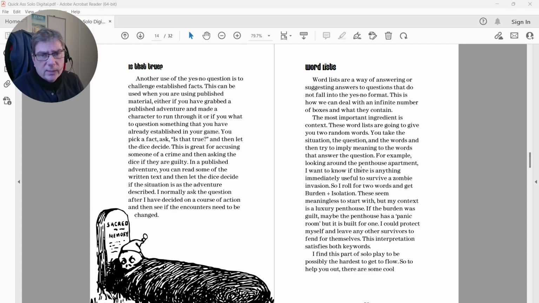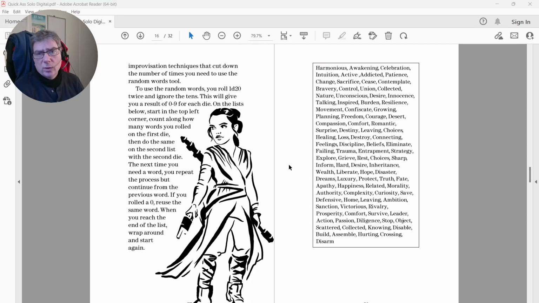Then I go into the word lists. Now, the word lists are a feature of the Quag system anyway. So with these, what you're going to do is roll a d20 and then ignore the 10s and just use it as a 1 to 10, and grab the appropriate words and then mark it, and then the next time roll again, and you will make your way down through this word list, and then wrap around to the beginning.